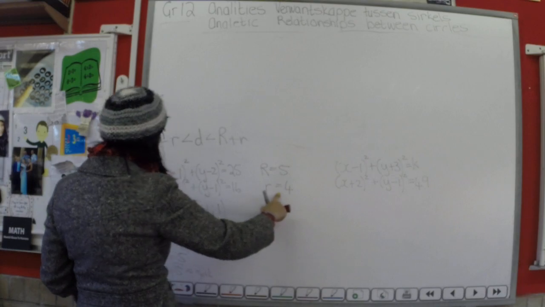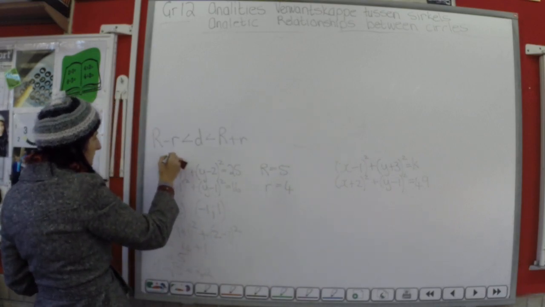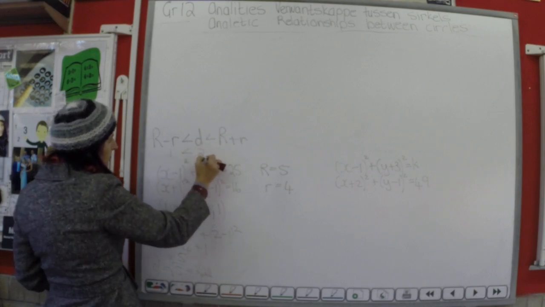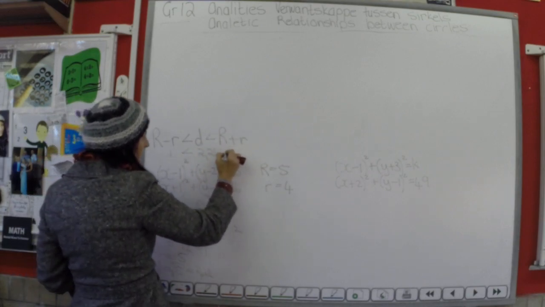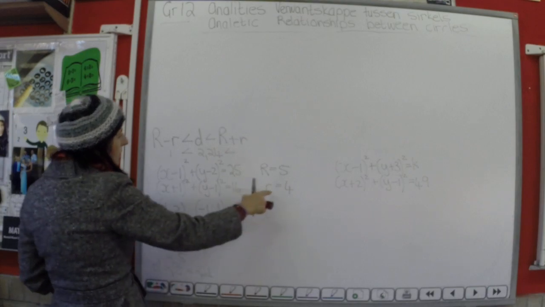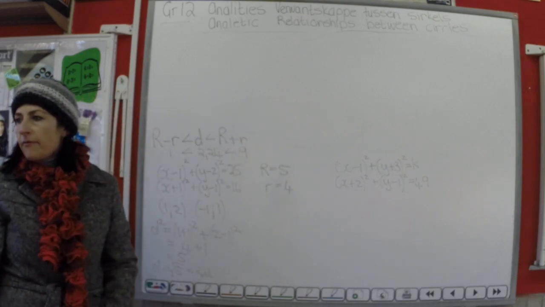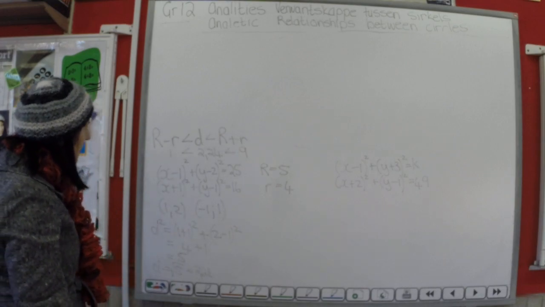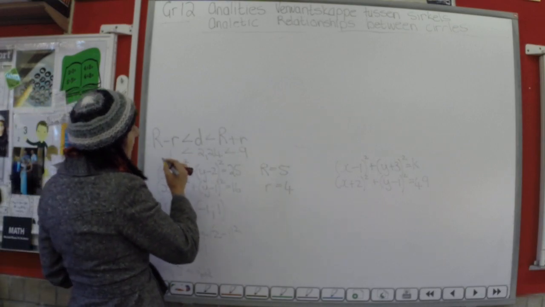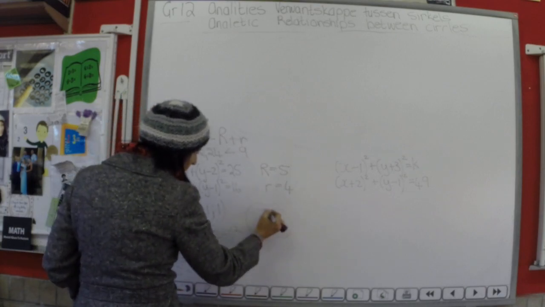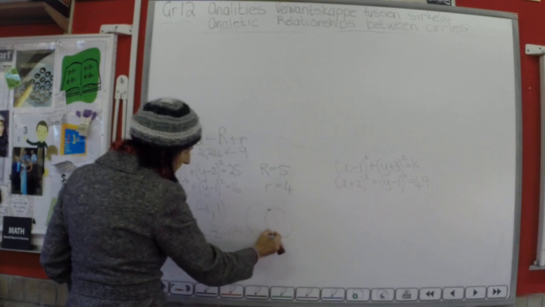So let's see whether this is true. R minus R equals 1. And that's smaller than 2.24. And that's again smaller than 9. So that's true. And therefore I can conclude that these 2 circles intersect twice.